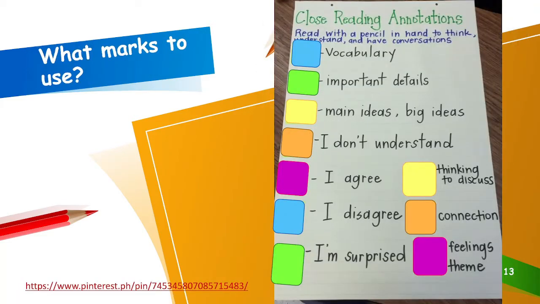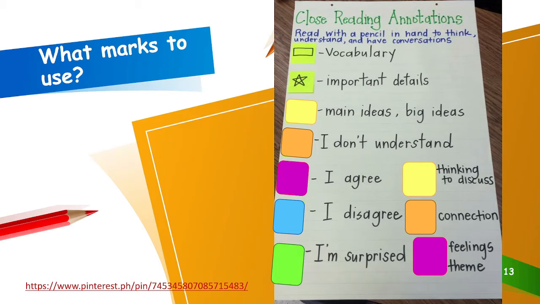So, what marks to use? We have these marks in order for us to annotate or close reading annotations. Read with a pencil in hand to think, understand, and have conversations. So, we can use this for vocabulary. Pwede mong lagyan, i-box yung word na hindi mo naintindihan para alam mo kung ano yung mga words na hindi mo naintindihan during the process of reading. And then, pwede mong tignan sila later on sa dictionary.